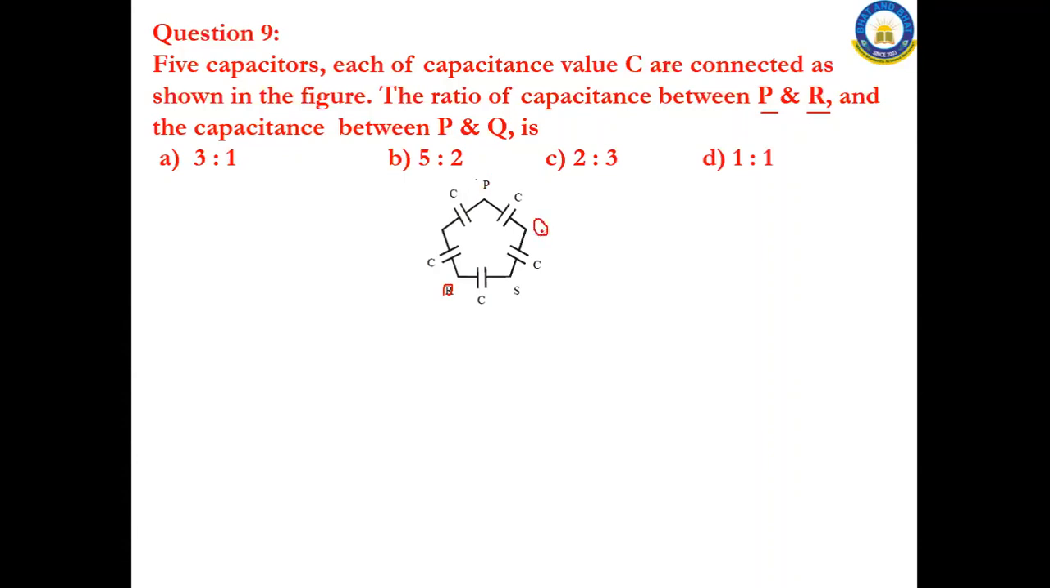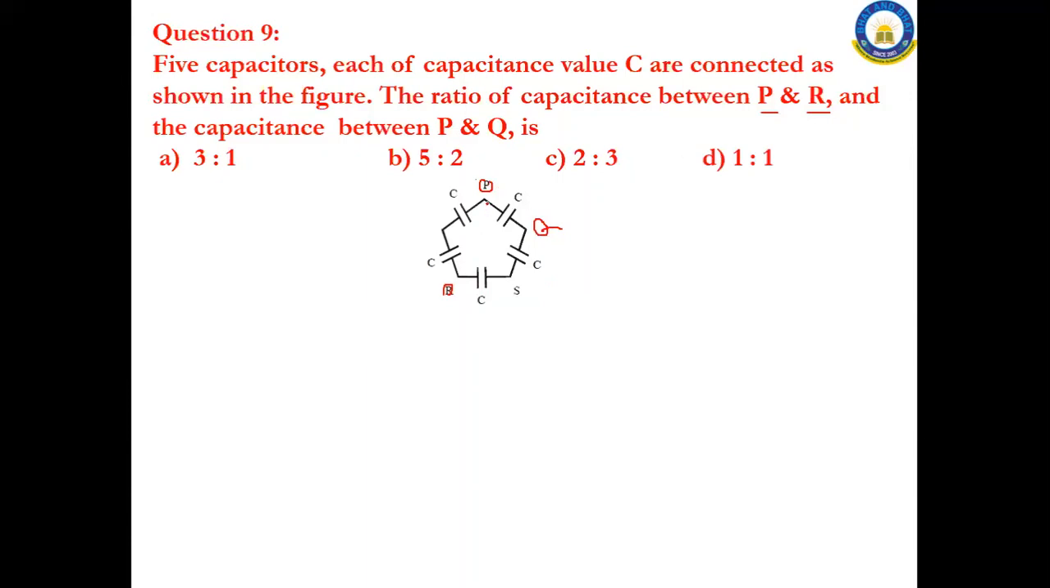Okay, Q is there here. So the ratio of the capacitances between these 2 points, P and R and P and Q, is what? So that is the question. That means we have to calculate the equivalent capacitance in 2 cases and then we take the ratio. So can you quickly calculate it, students?